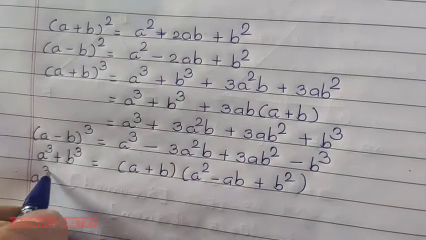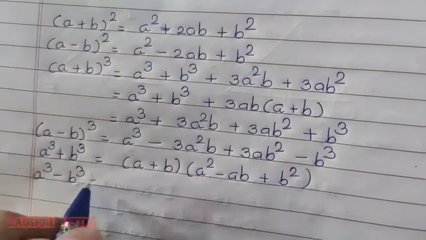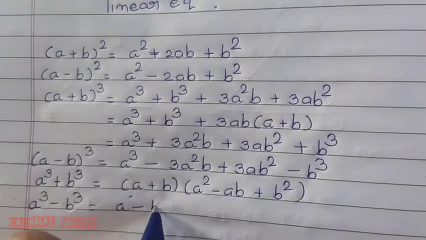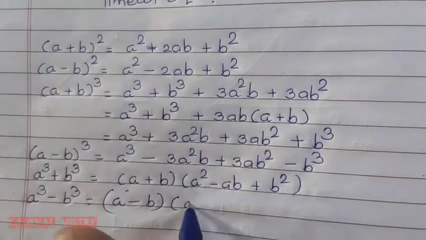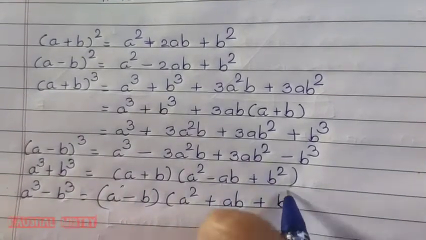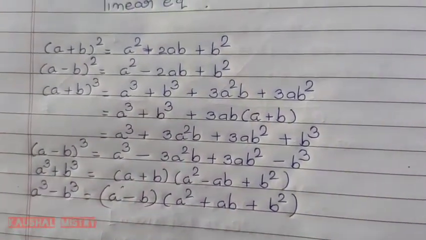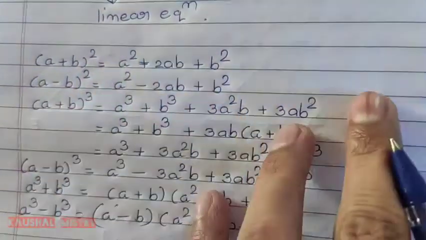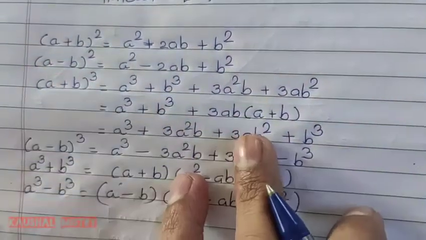And a cube minus b cube is equal to a minus b, a square plus ab plus b square, right? We have to use these formulas if we want to solve the quadratic equation, right?